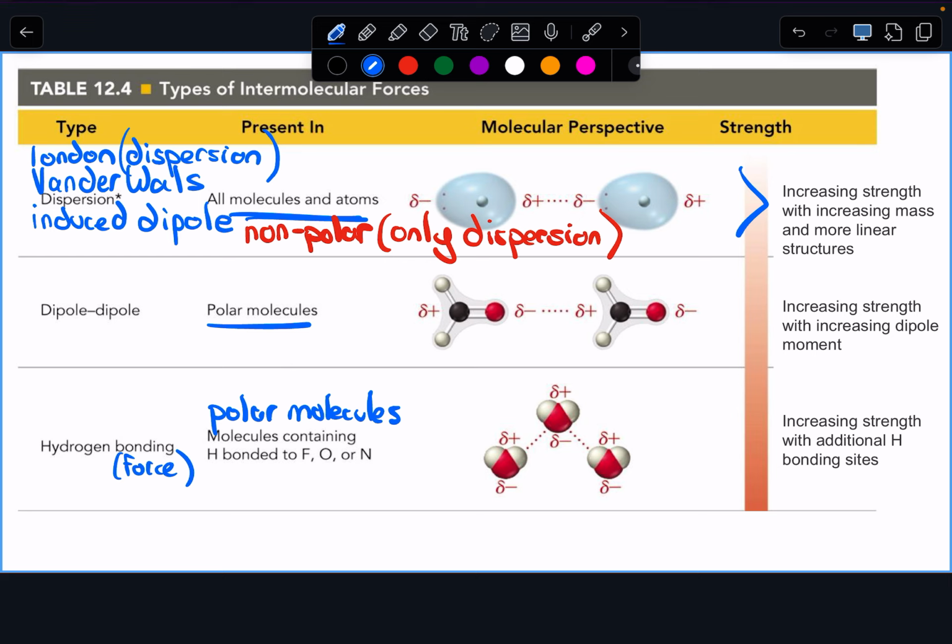This is going to require that if you're predicting a particular structure, you're going to have to draw the Lewis structure in order to identify whether they are bonded to each other or not, or at least think through it in your head.